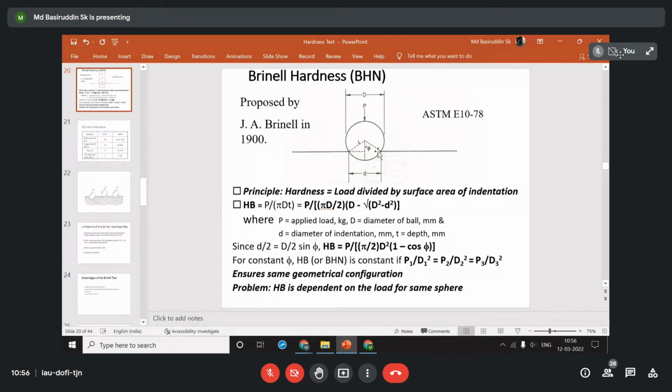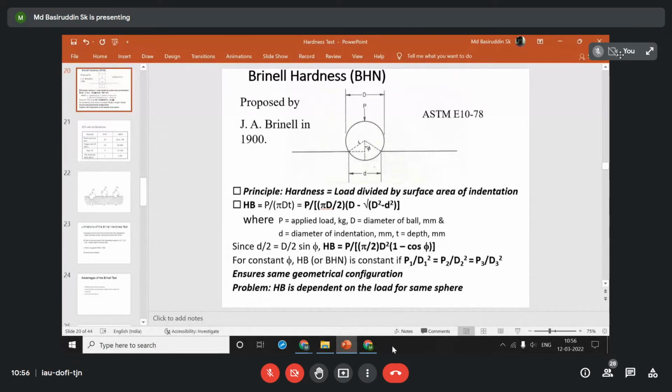Sir, can you repeat that last part about the ratio being between 0.25 and 0.5? Sorry, please repeat your question. Sir, can you repeat that last part where you said that the ratio should be between 0.25 to 0.5 for Brinell hardness? Is this the ratio, small d by capital D? Yes, only by ensuring the small d by capital D.